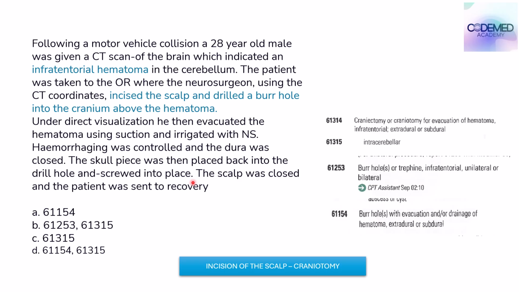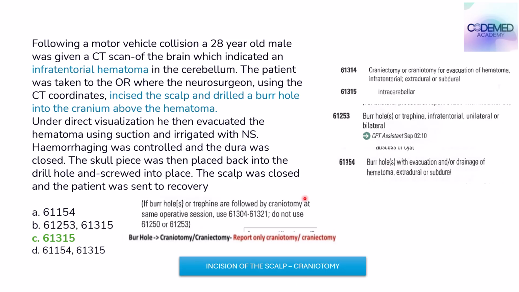Now let us see what the codes are. So we have all these codes. You need to read all the codes, see what kind of hematoma it is, and then we will see what the answer is. So 61154 is a burr hole with evacuation and drainage of the hematoma, extradural and subdural. What is our hematoma? It is the infratentorial hematoma in the cerebellum. 61253 is the burr hole for infratentorial, unilateral or bilateral.